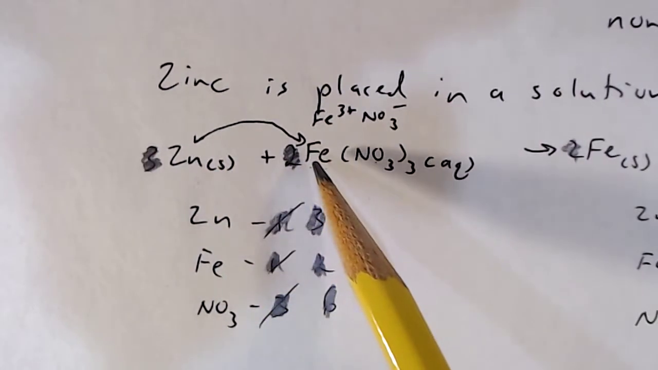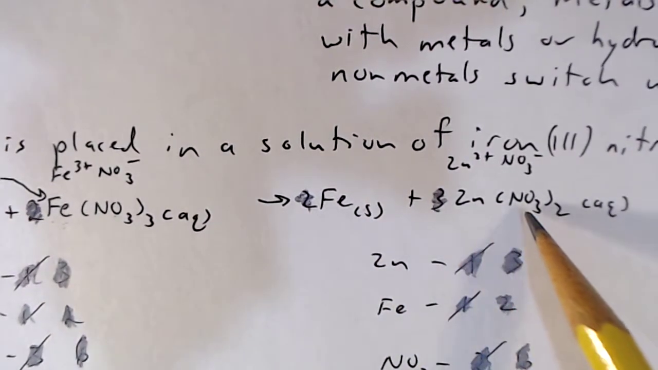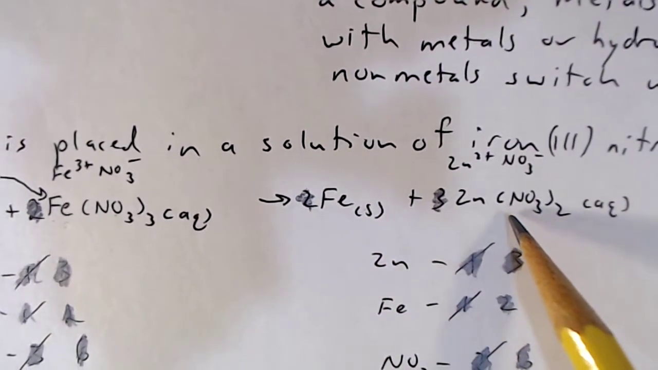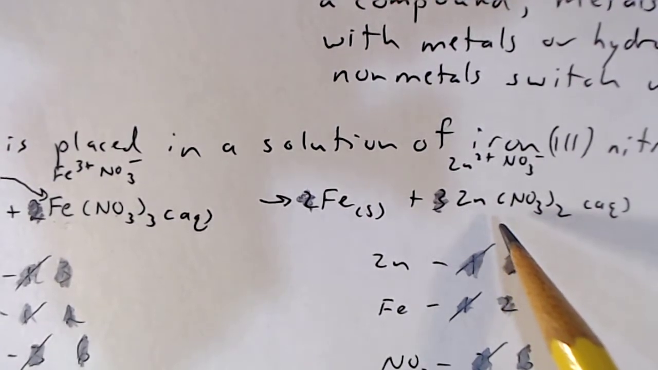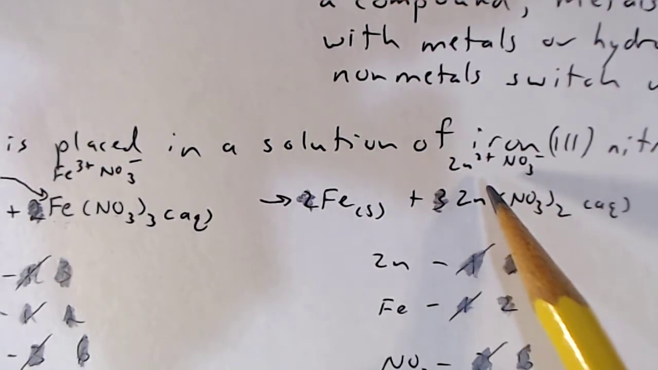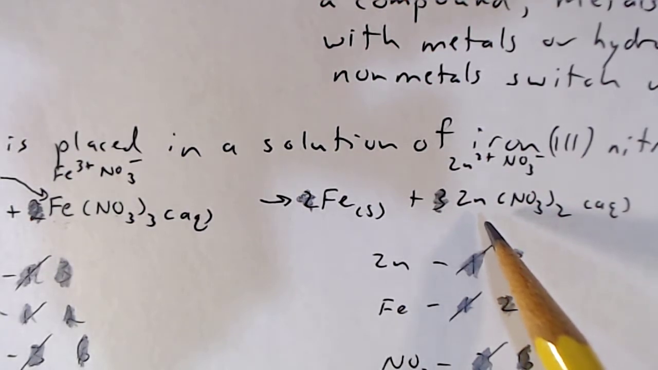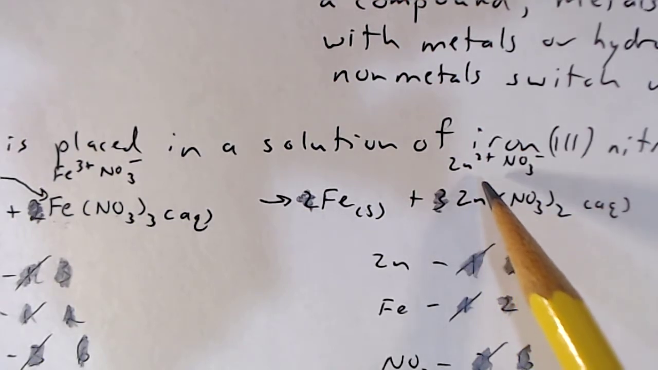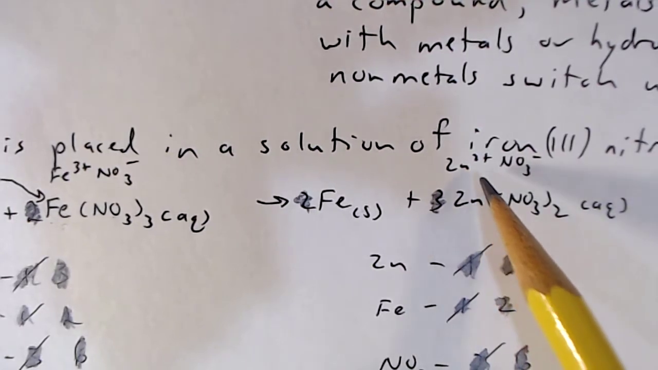Zinc switches with iron. So now iron will end up alone, and then zinc will end up with nitrate. Now, this is kind of a memorized thing. If zinc gets a charge, then it's +2. And also, if silver gets a charge, it's +1. The transition metals can have a lot of different charges, all those metals in the middle of the periodic table. But zinc, if it's charged, it's always going to be +2, and silver is always going to be +1. So zinc has a +2 charge.